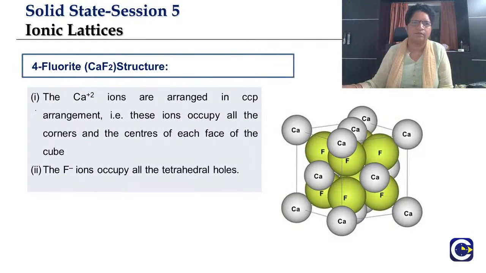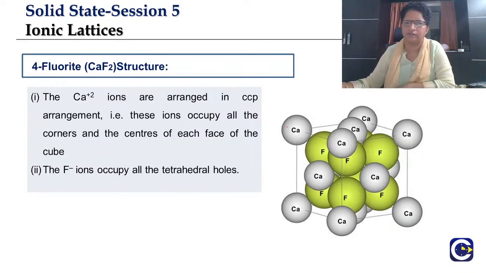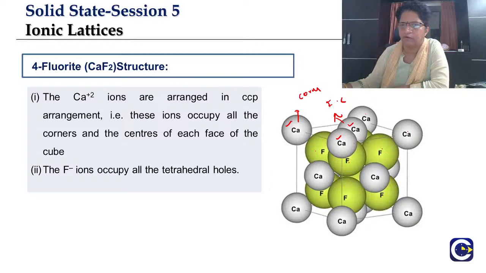Fine. Let's take the fluorite structure, calcium fluoride. The calcium ions are arranged in the CCP structure. You can see they are present at the corners, very clearly shown. This is the face center. These are the corners. And where are the fluoride ions occupied? They are occupying all the tetrahedral holes. The fluoride ions are occupying all the tetrahedral holes.